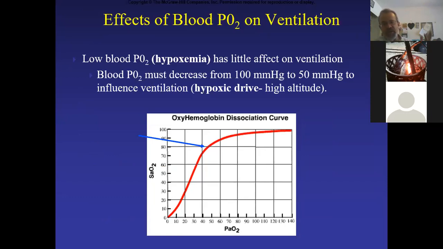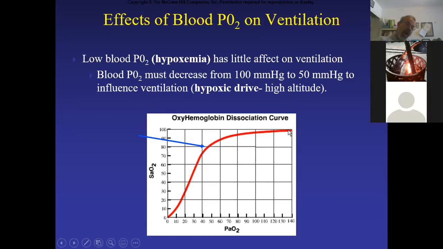And it's primarily due to the effect of carbon dioxide and pH. Well, what about oxygen? Doesn't oxygen play a role in controlling how we breathe? It does, but very little at sea level. So where we're living, right, close to sea level, the oxygen levels are about 100, right? That is not going to activate the chemoreceptors.